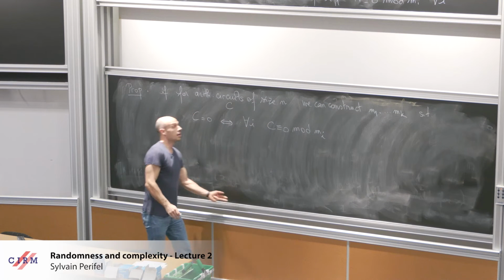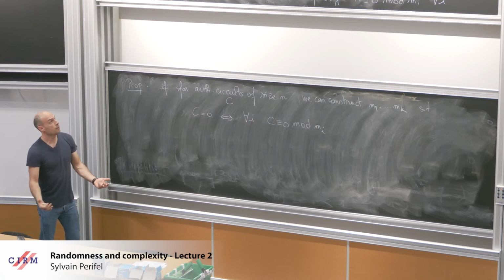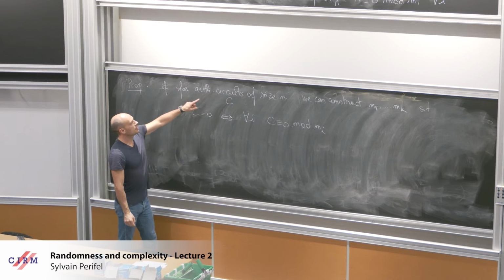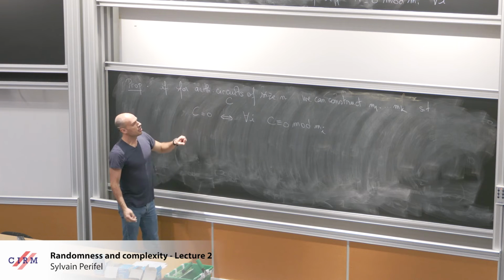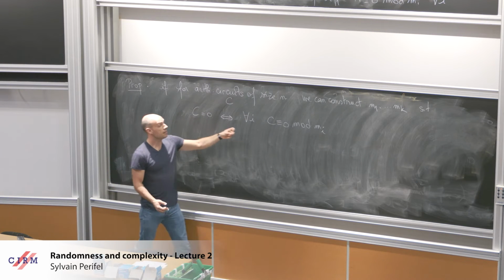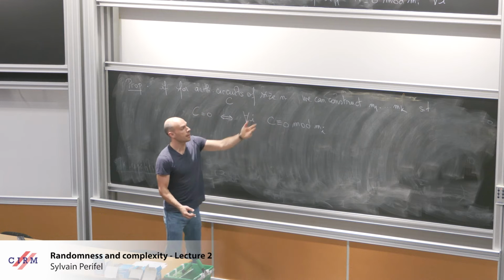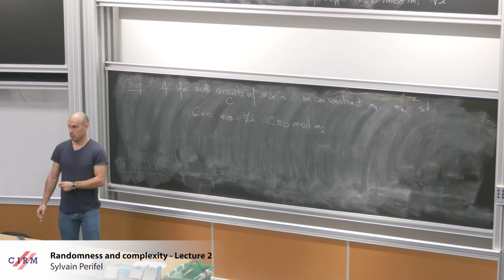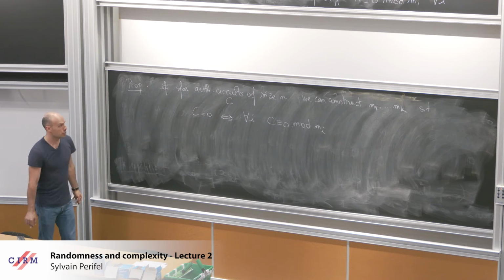Okay, so this is the natural de-randomization that we could hope for. So you have an arithmetic circuit C, and you wonder whether it is 0, and you just have to evaluate modulo Mi for the Mi that you have constructed. Okay, so these are natural things to do.